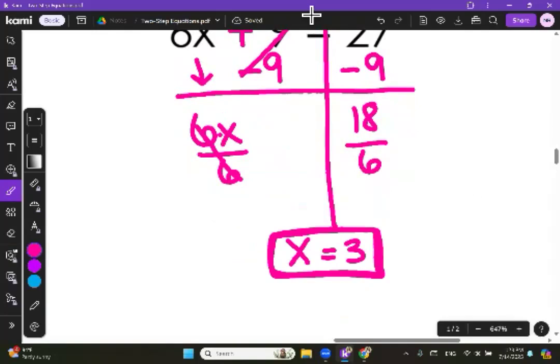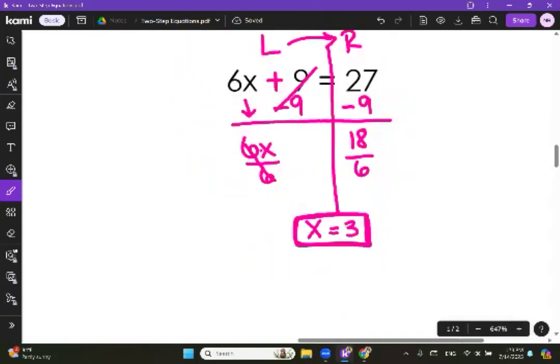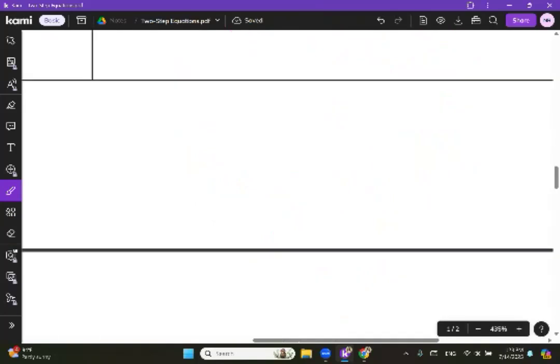Another thing, as you guys are working these out, if you're not showing your work, you don't get credit. I do not accept worksheets with just answers. Very, very picky about that.